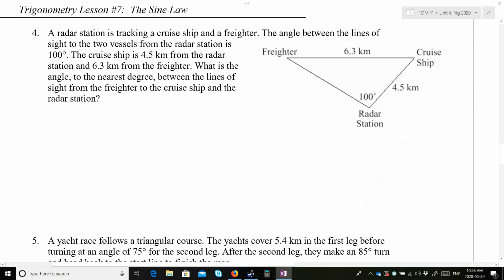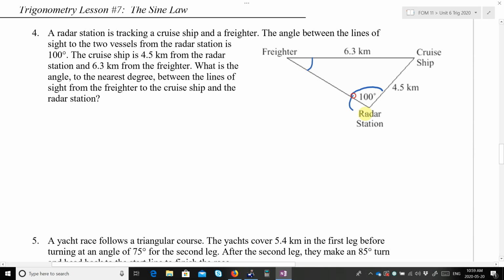Alright, number 4. A radar station is tracking a cruise ship and a freighter. The angle between the lines of sight to the two vessels from the radar station is 100 degrees. The cruise ship is 4.5 kilometers from the radar station and 6.3 kilometers from the freighter. What is the angle to the nearest degree between the lines of sight from the freighter to the cruise ship and the radar station? Okay, so they're asking us to find this angle right here.